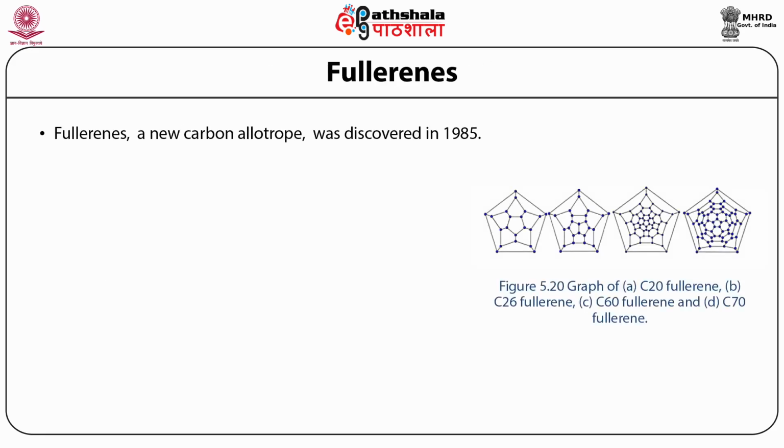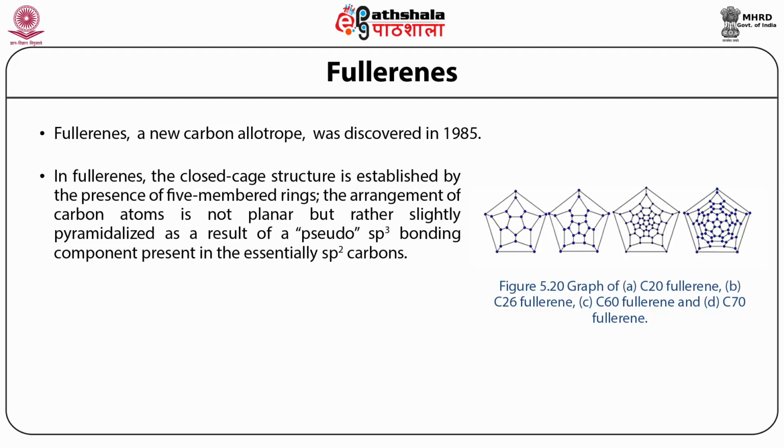Fullerenes. Fullerenes are a new carbon allotrope, discovered in 1985. In these, the closed cage structure is established by the presence of 5-membered rings. The arrangement of carbon atoms is not planar but rather slightly pyramidalized, as a result of a pseudo sp3 bonding component present in the essentially sp2 carbons.